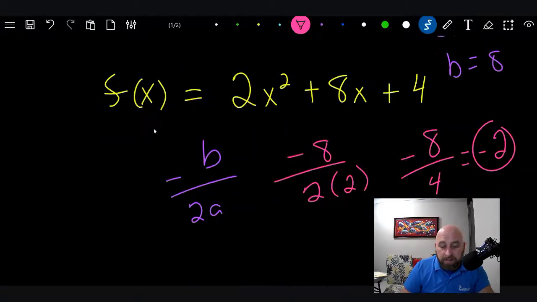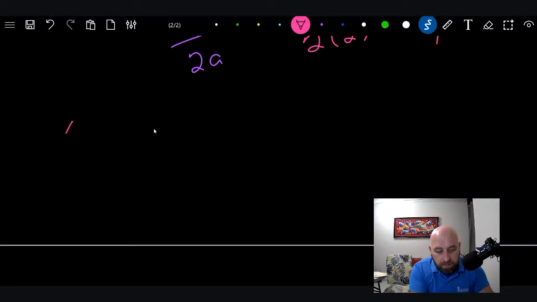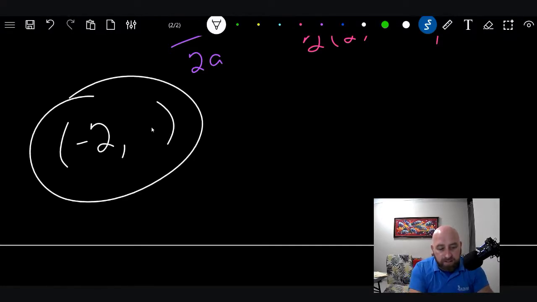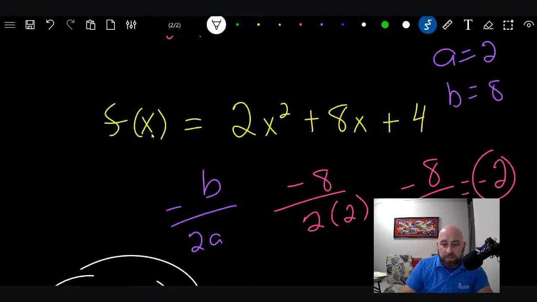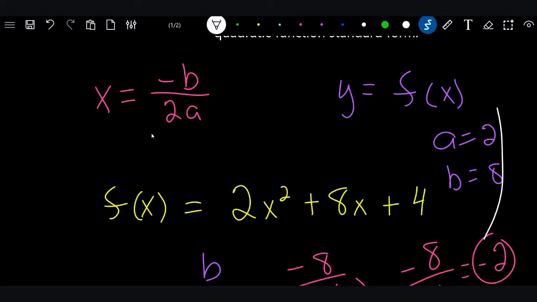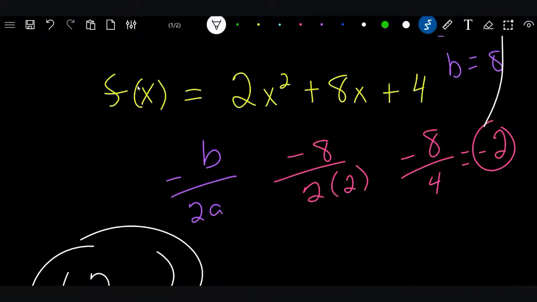Our x for this one is negative 2, so it's going to be negative 2, comma, something. We don't know what the other digit is yet, so this is going to be our answer right here. Now we need to take that negative 2, and we need to plug it in for the function of x. What do I mean by that?